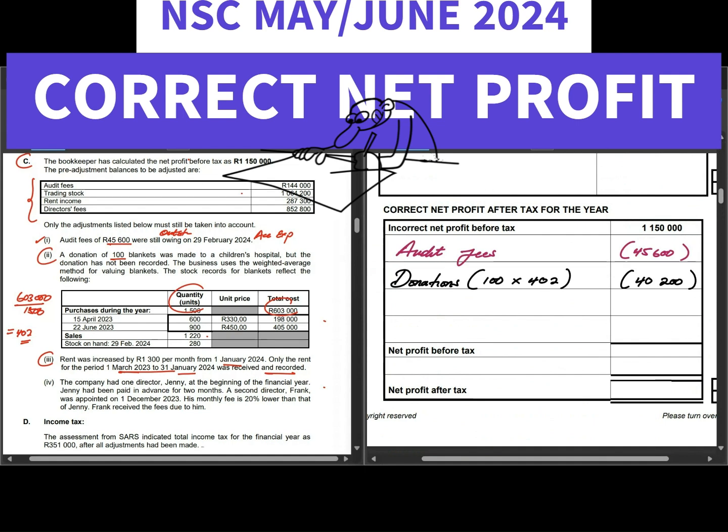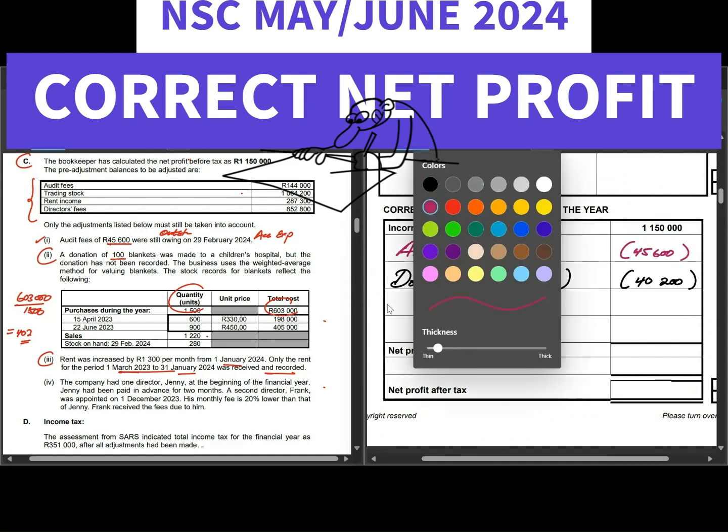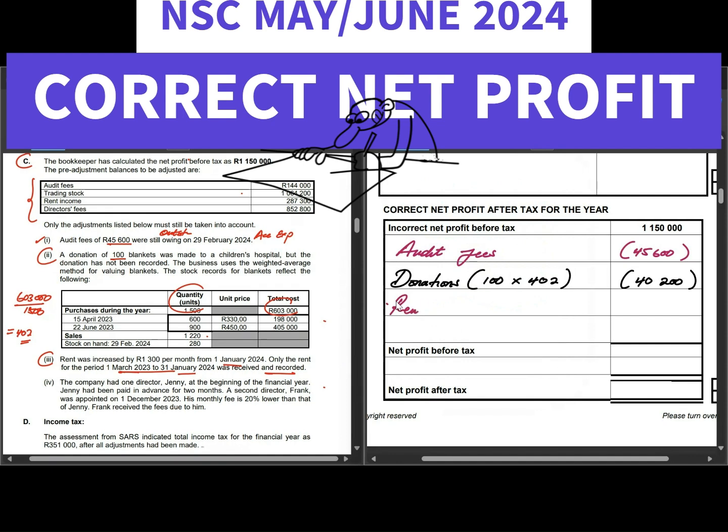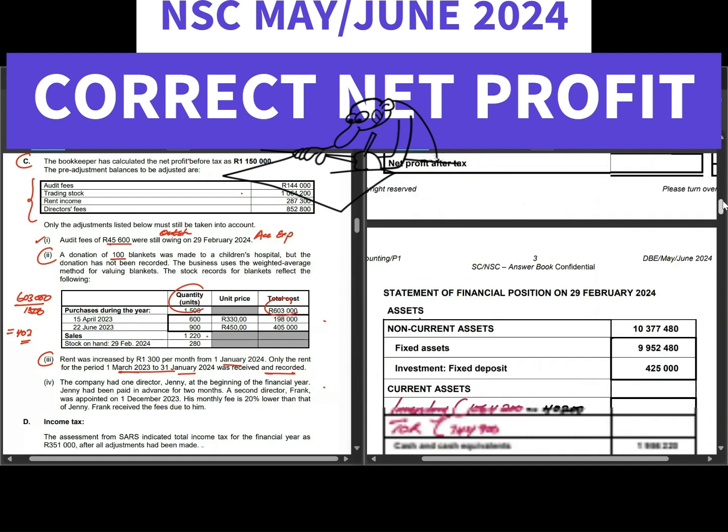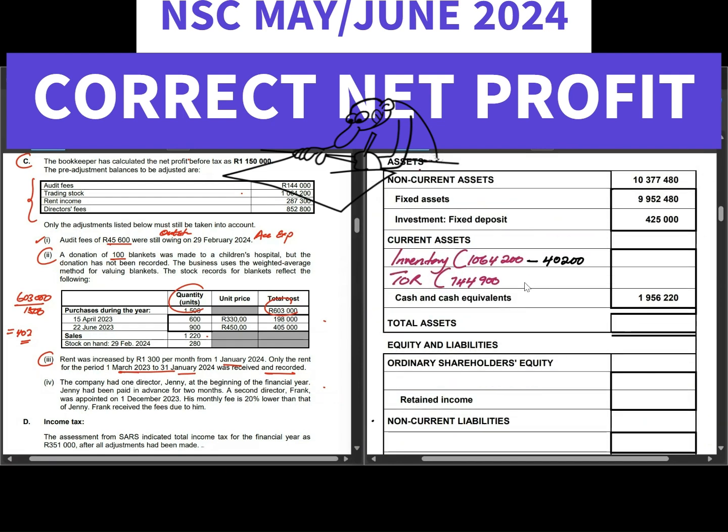So I'll come now to my calculation of correct net profit, and I'm coming to say rent income. All right, and I know my rent income is 27,300. So I have income which has not yet been recorded, so it would increase my net profit in this case. And I know if I have income that I have not yet received, that would now go to my trade and other receivables. So I'll come here, then I'll say plus 27,300. That is what you do with your accrued income.